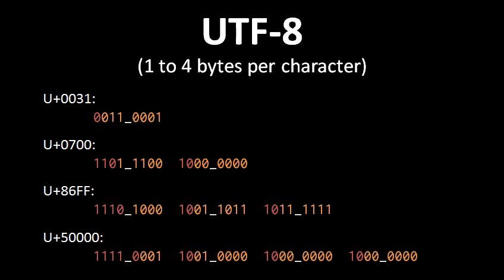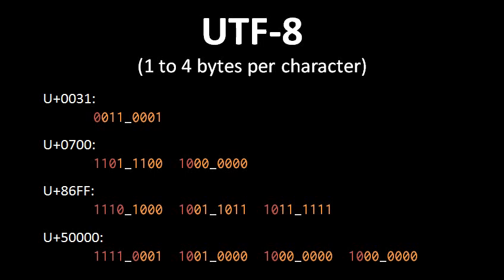So say you have the code point 0031 and you want to encode it in UTF-8. Well, 31 is in the range of code points that use 1 byte, and so the first bit is always going to be 0. 31 in hex translates to the bits 110001. We add a leading 0, and so we get 0110001.